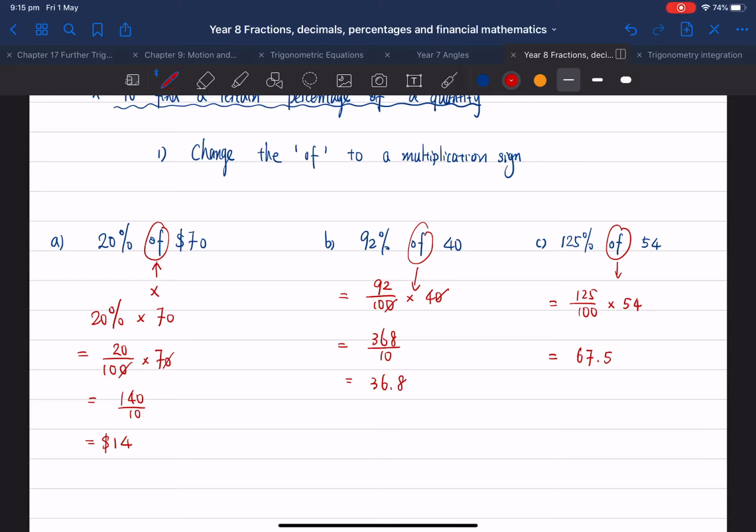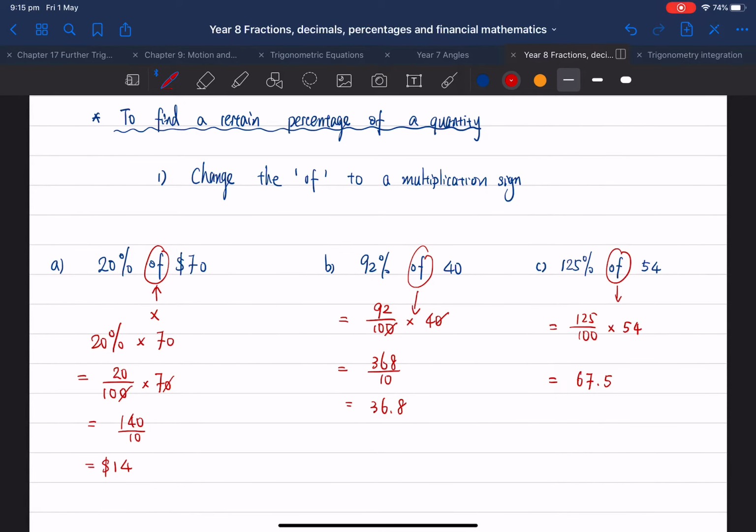So very easy type of question about how to find a certain percentage of a quantity, and in the next lesson I will teach you how to work out the sales, how to find the discount, or how to find the percentage increase or percentage decrease using the method we just learned today.